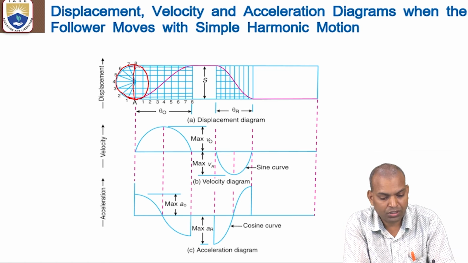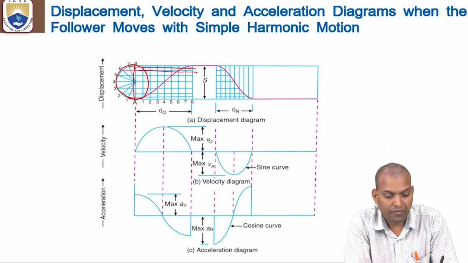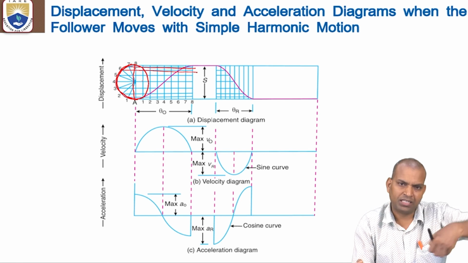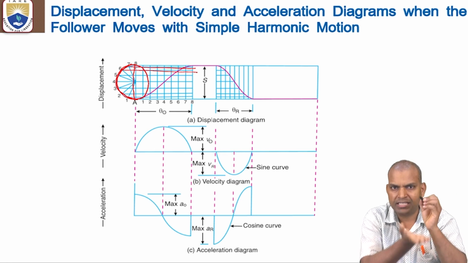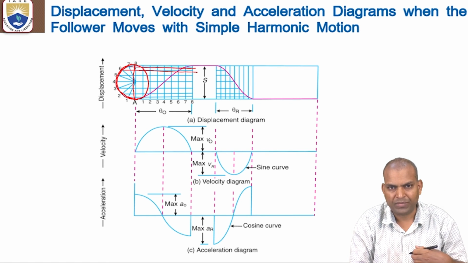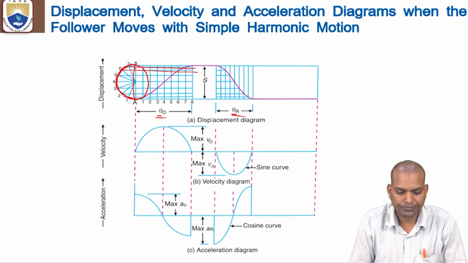Then you draw the projection of the points. When it takes one turn, that means during one semicircle of travel of the point P, rising takes place. When it returns, returning takes place. That is called the return stroke. So outstroke and return stroke.